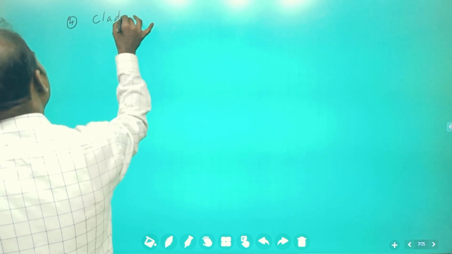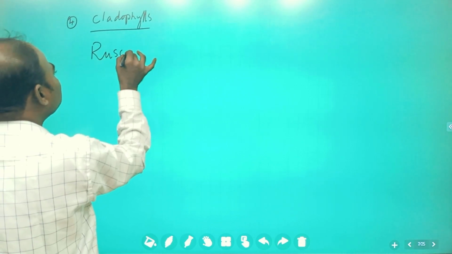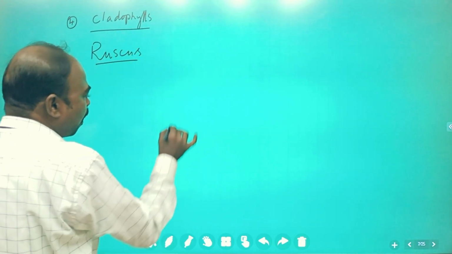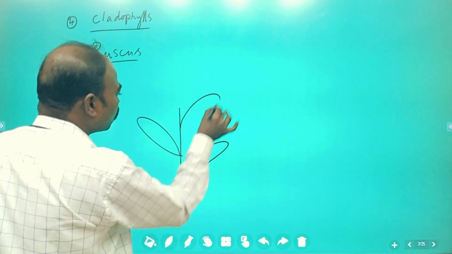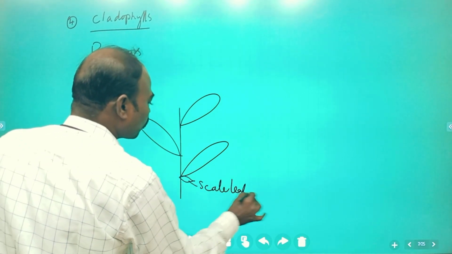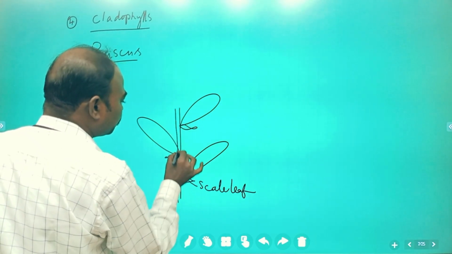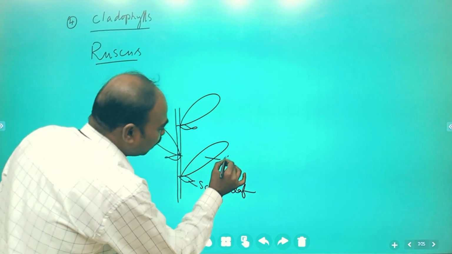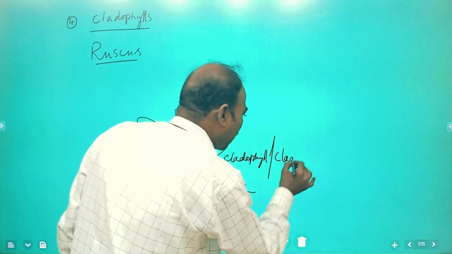Then, analogous to phylloclade, cladophylls. Here in some plants like Ruscus, the limited growing branches develop from the axils of scale leaves. Not a complete stem. These are called cladophylls or cladodes.